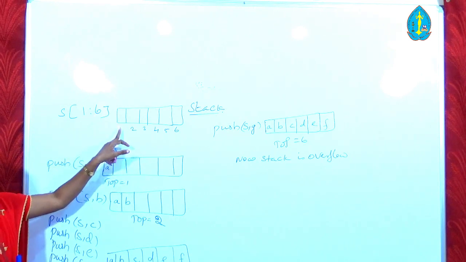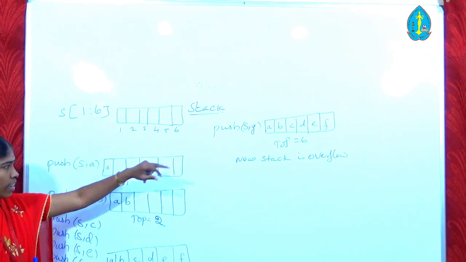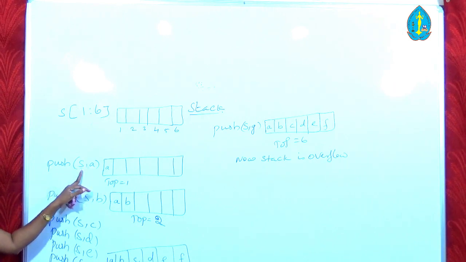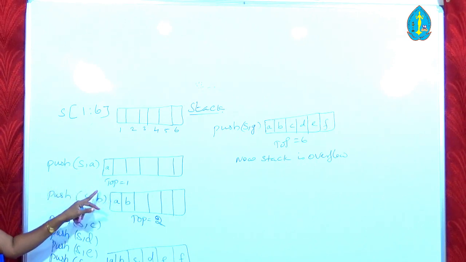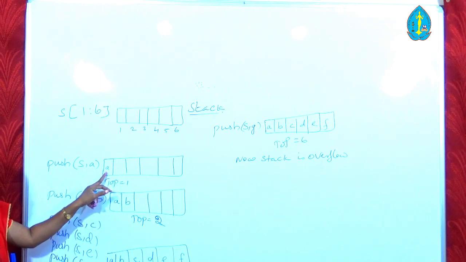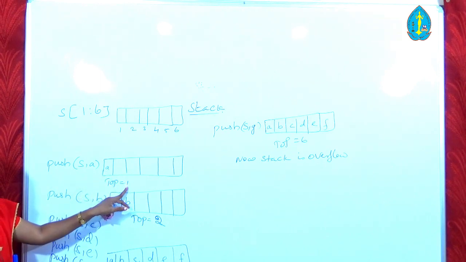So we have the 6 locations in that stack. First, you have to push the element A into the stack. The A will be inserted at the top pointer. After that insertion, the top pointer will be incremented by 1.